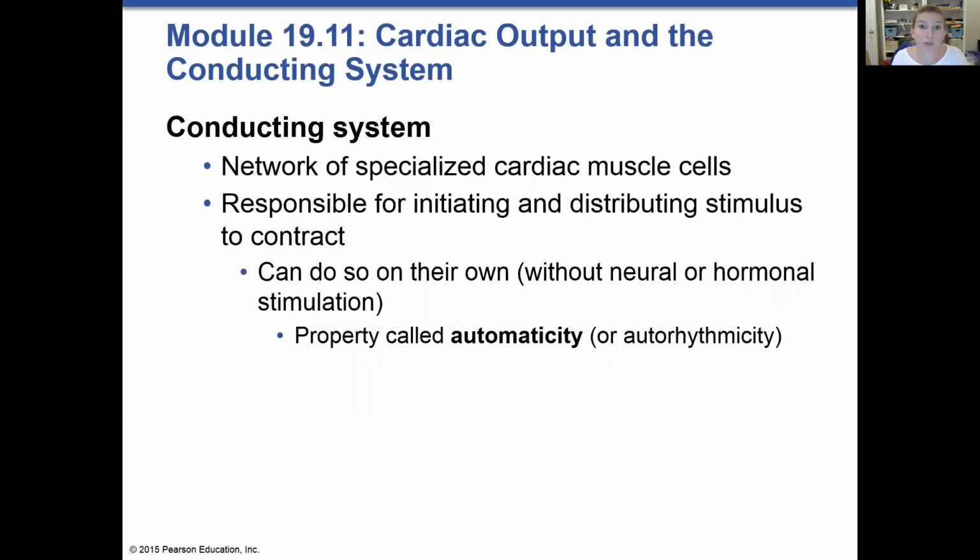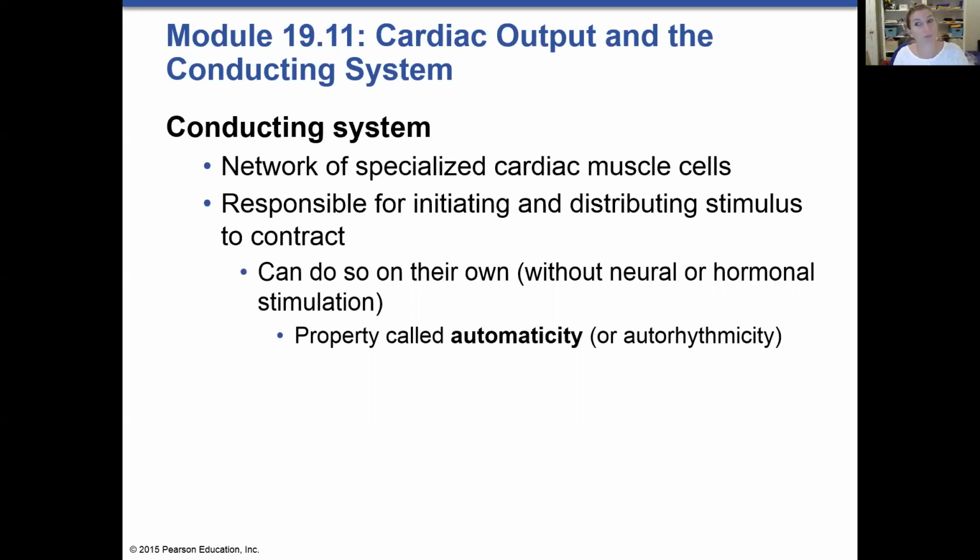They can do it on their own. They don't necessarily need any neural or hormonal stimulation. That's that automaticity to it. It's kind of like you set a rocking chair going, and it's just going to keep rocking for a while. That's exactly how your heartbeat works. Your brain isn't telling your heartbeat to beat every single second, but what your brain can do is tell your heartbeat to increase or decrease depending on what else is going on in the body.